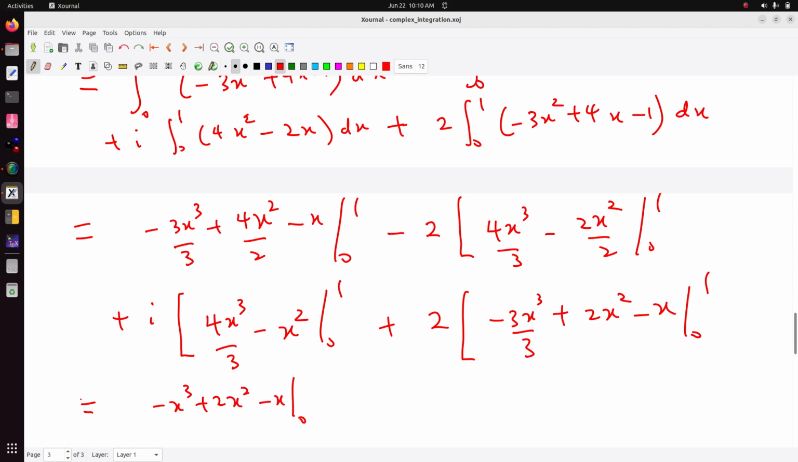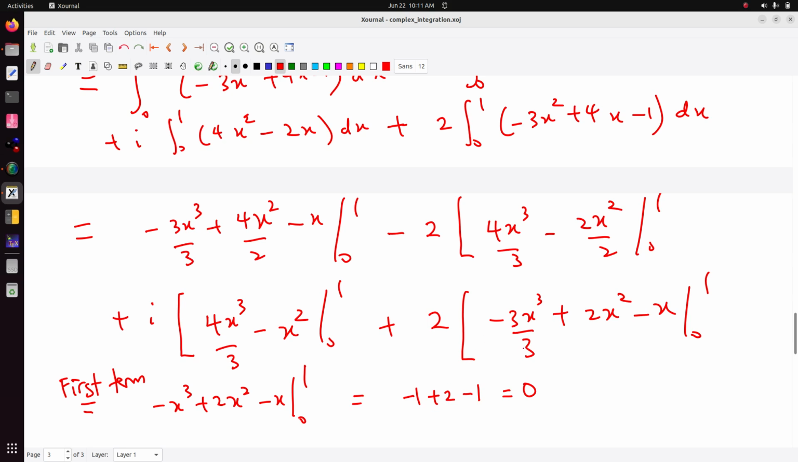So let me say first term. So if you substitute 1, then you have minus 1 plus 2 minus 1. Okay? Minus 1 plus 2 minus 1. So that will be 0. Then the lower limit is also 0. So it means this integral is just 0.